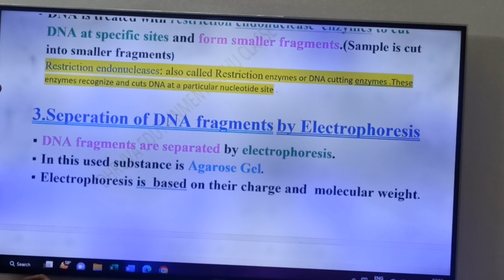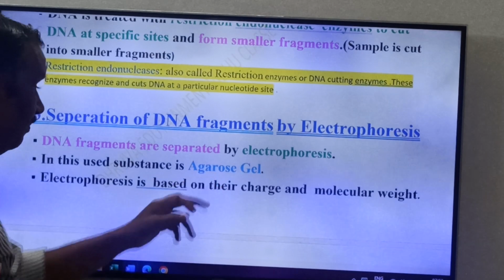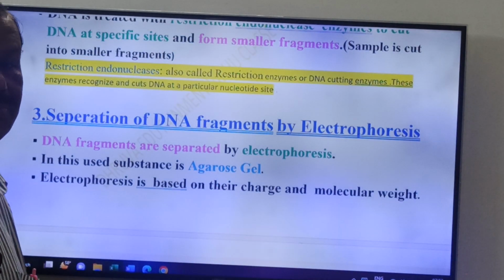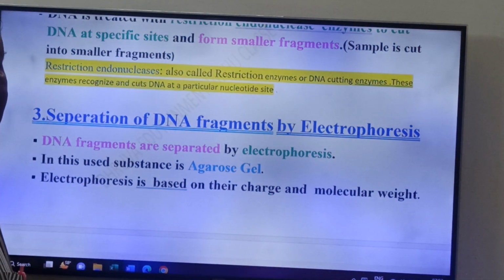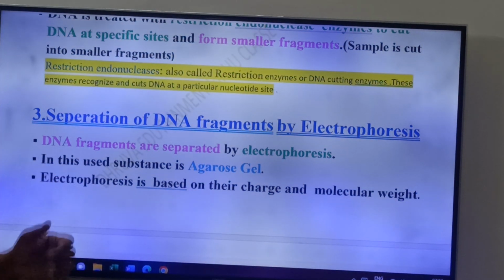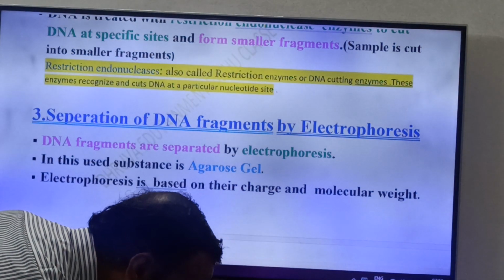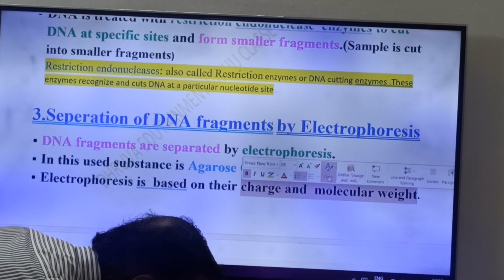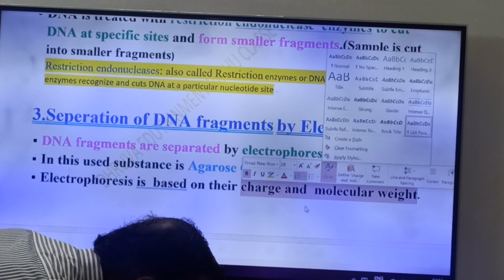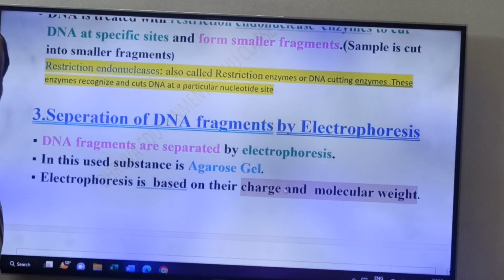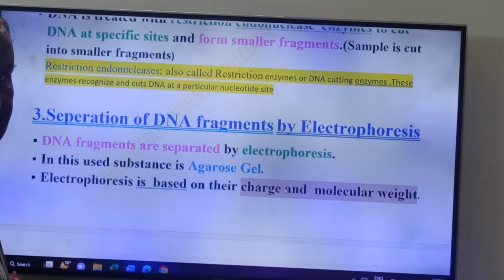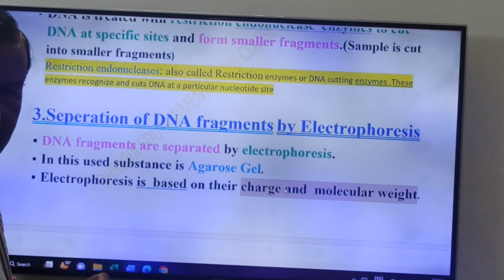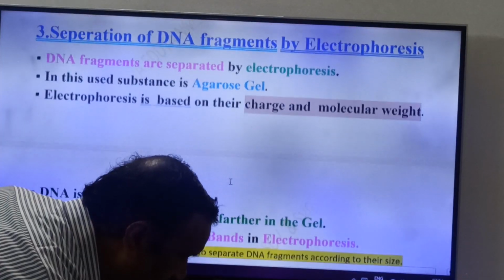In this, the substance used is agarose gel. Friends, one more important NEET question: which gel is used in electrophoresis? Agarose gel. Now, electrophoresis is based on charge and molecular weight. Friends, very, very important. Charge of the DNA, molecular weight of the DNA. Okay, friends, electrophoresis is based on charge and molecular weight.